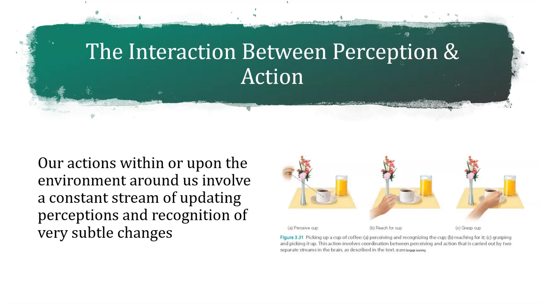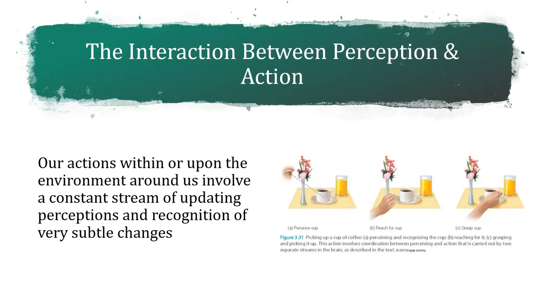Now we're going to switch gears and talk about perception and action. Here, I'll give a quick example of the interactions of perception and the environment. Say we're at a coffee shop and we just want to drink our cup of coffee. We're sitting at a table, we see the coffee cup at the table.